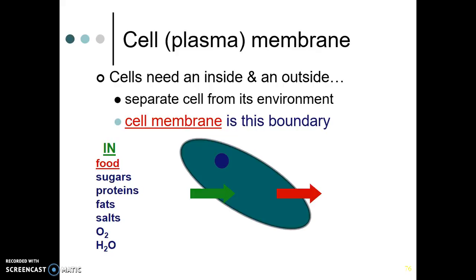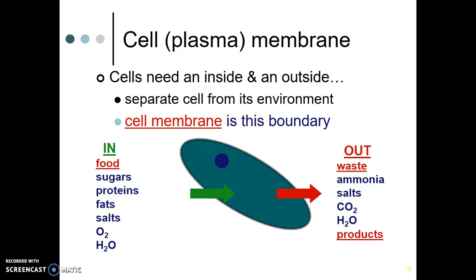The cell needs to bring in food. It needs sugars, proteins, fats, salts, oxygen, water. All the things that your body needs as a whole is what each and every one of your individual cells needs as well. So what kind of things did you think of that the cell needs to get out?